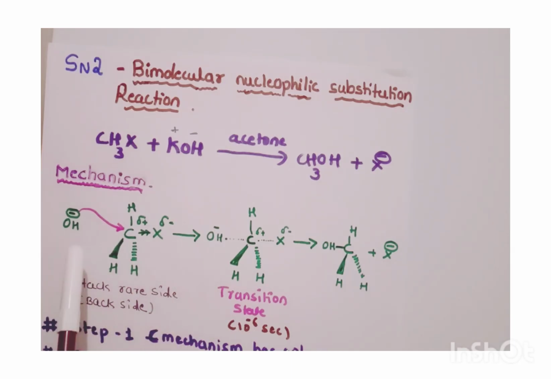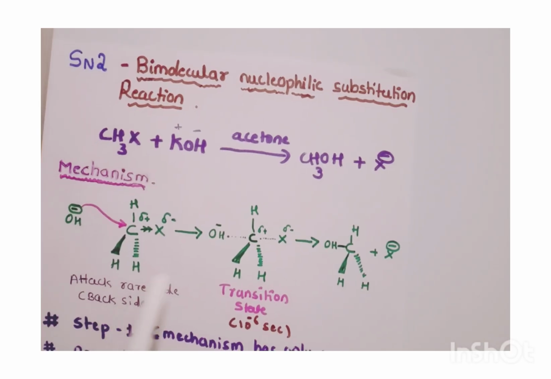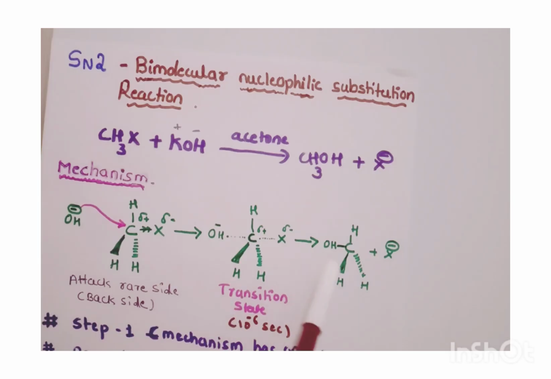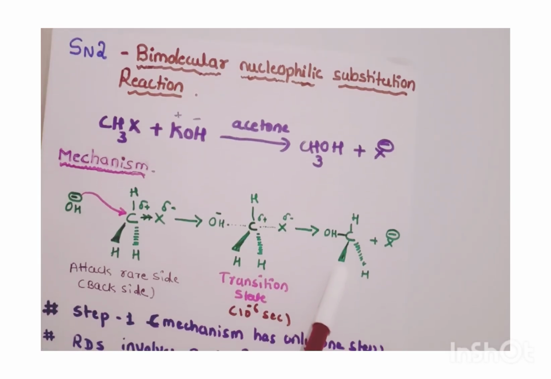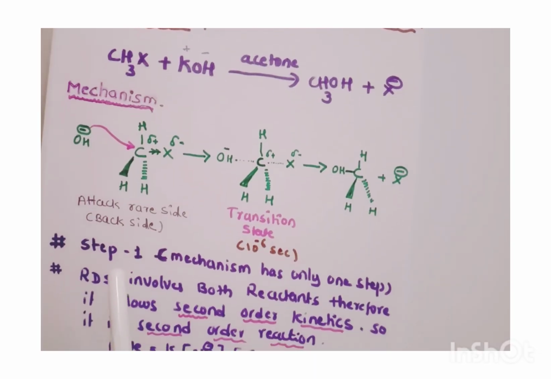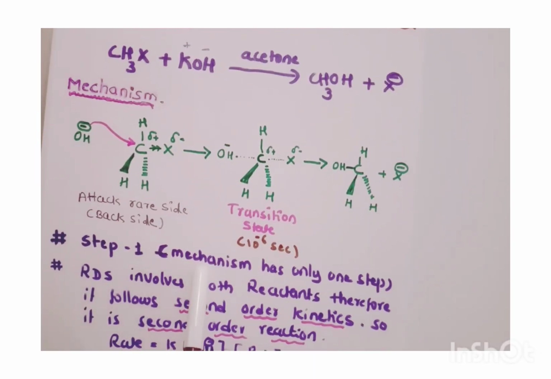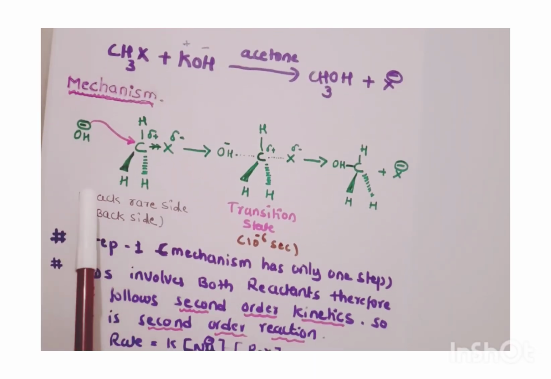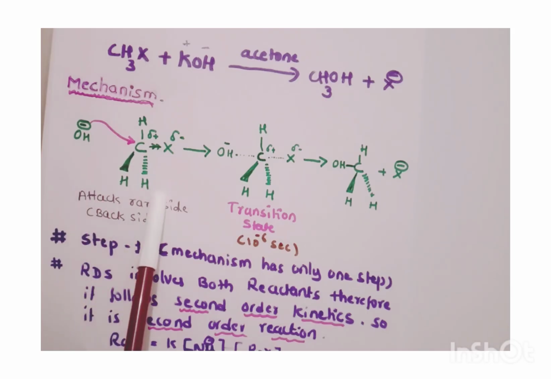In this reaction, the nucleophile attacks the alkyl halide from the side opposite to the halogen atom. This attack is called rear side attack or back side attack. It forms the transition state. Finally, this transition state gives the product methyl alcohol and halide ion. As I mentioned earlier, this mechanism has only one step.